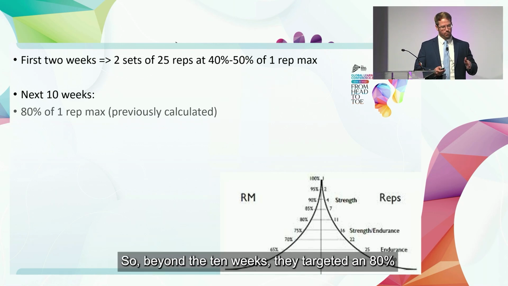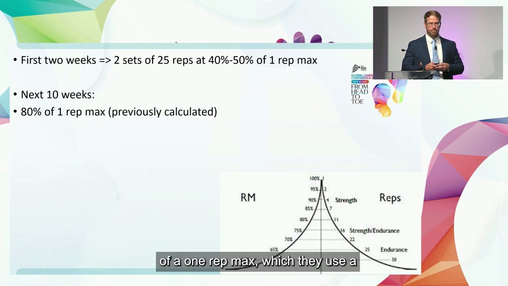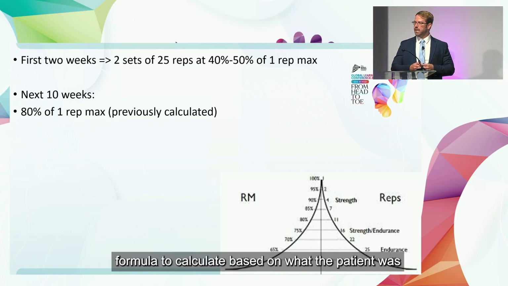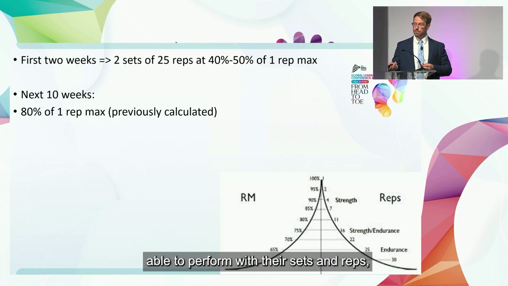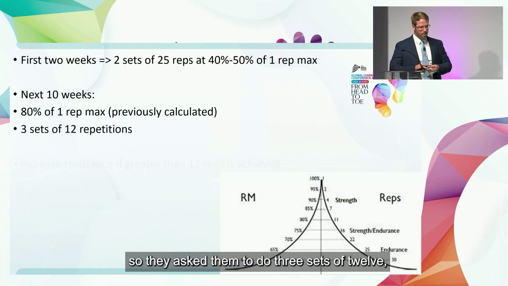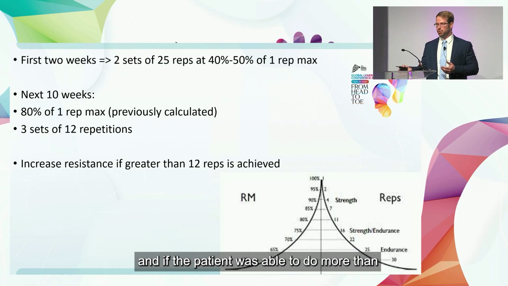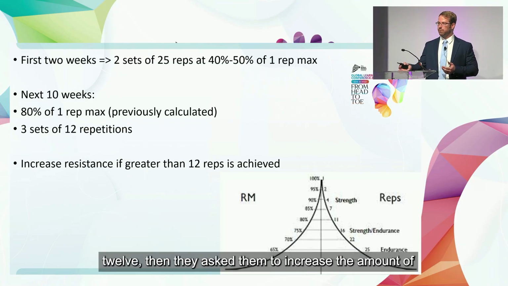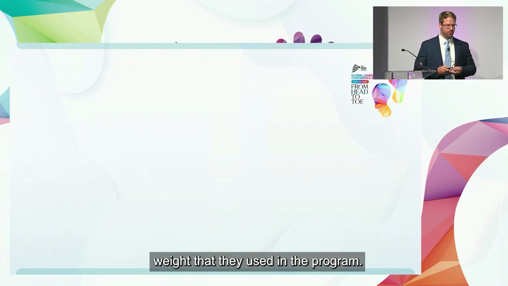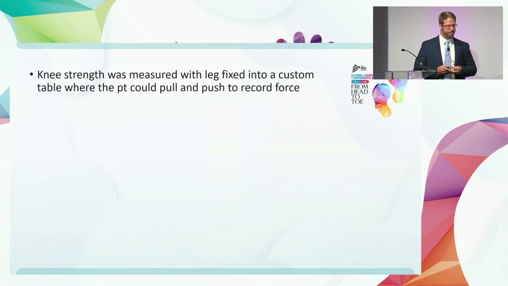So beyond the 10 weeks, they targeted 80% of a 1 rep max, which they used a formula to calculate based on what the patient was able to perform with their sets and reps. So they asked them to do 3 sets of 12, and if the patient was able to do more than 12, then they asked them to increase the amount of weight that they used in the program.